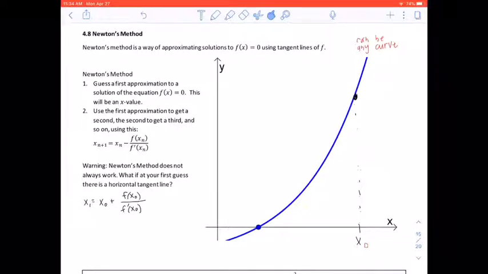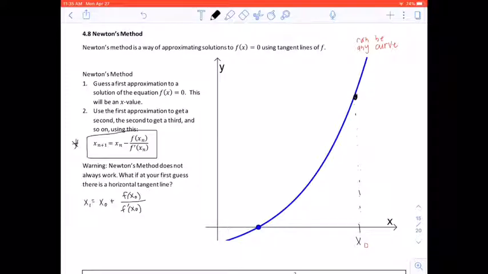We use the first approximation to get a second, and the second to get a third, and so on, using the formula that we need to know: x sub n plus 1 is equal to x sub n minus f of x sub n over the derivative of f evaluated at x sub n. Newton's method does not always work.